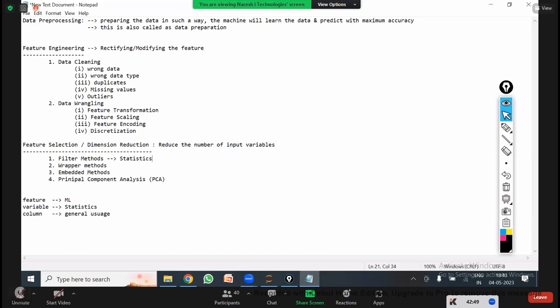Now, the filter methods are based on your statistics. The embedded methods come after machine learning. Once the machine learning is completed, the machine will have learned the entire data. After learning the entire data, the machine will say that this feature is not important for me, remove this.